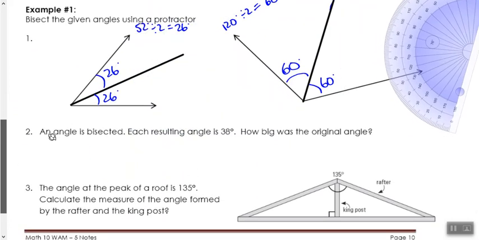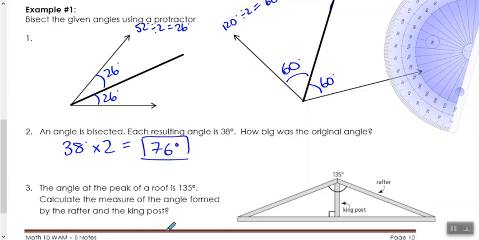So question number 2. An angle is bisected. Each resulting angle is 38 degrees. How big was the original angle? So this is starting here, at our bisected angle, and figuring out what our original angle was. So in order to find our angle bisector, we divided by 2, so in order to find our original angle, we will multiply by 2. So 38 degrees multiplied by 2, and I get 76 degrees was my original angle.